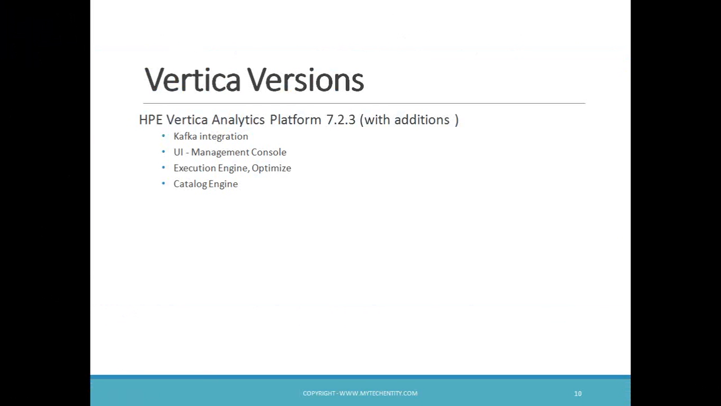This is the latest Vertica version available in the market. They started with 4.1 around 2011 or 2012, and now the latest version is 7.2.3, with additions of Kafka integration, UI management console, execution engine optimization, and catalog engine. We'll see these things in detail: what is the management console, what is the database designer.